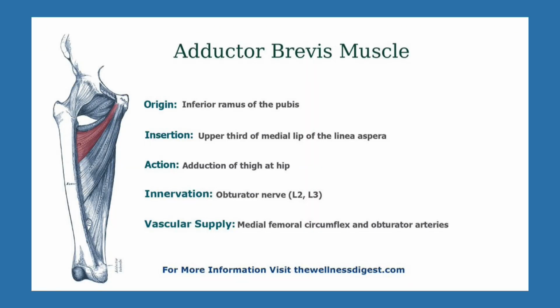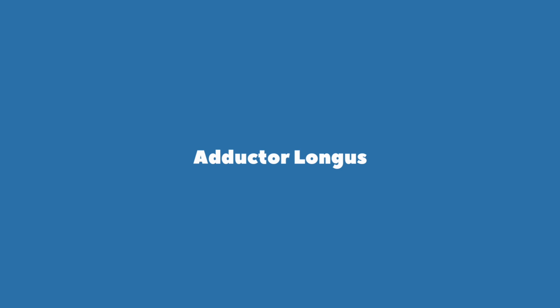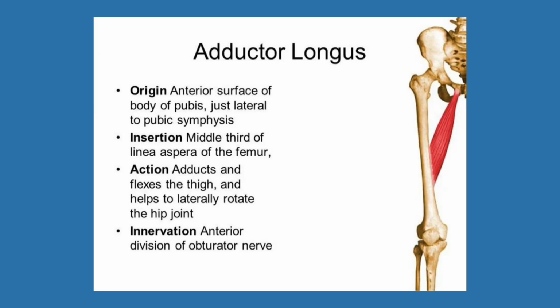Adductor brevis originates at the inferior ramus of the pubis and inserts at the pectineal line and medial lip of the linea aspera. It is the second highest of the thigh adductors. Adductor longus is next. It will originate from the pubic tubercle and insert at the medial lip of the linea aspera.